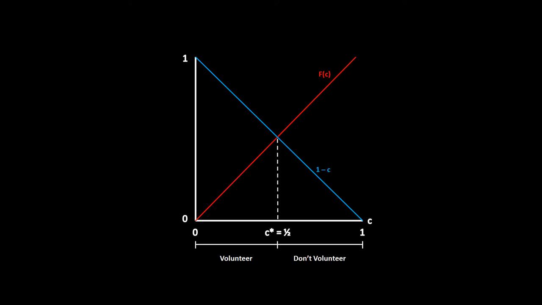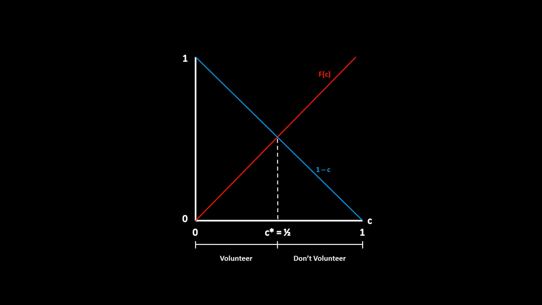A type with a cost exactly equal to 1/2 is indifferent between volunteering and not volunteering, by virtue of the fact that that is where those lines intersect. So anyone with a cost less than 1/2 gets a strictly better payoff for volunteering. The blue line is above the red line. And everyone with a cost above 1/2 has a better payoff for not volunteering, which is why the red line is above the blue line. So this is what we're going to ultimately be solving for.